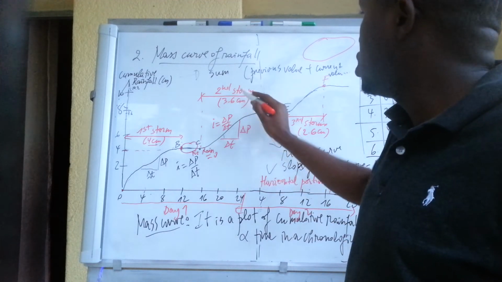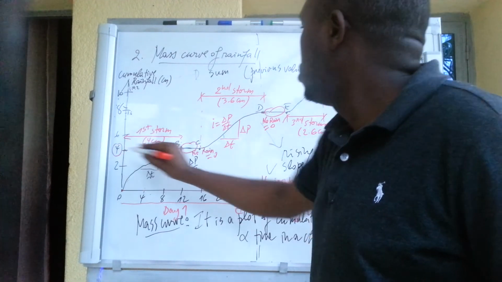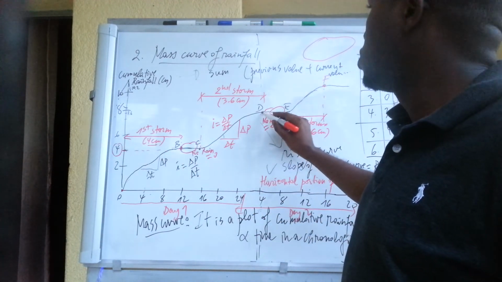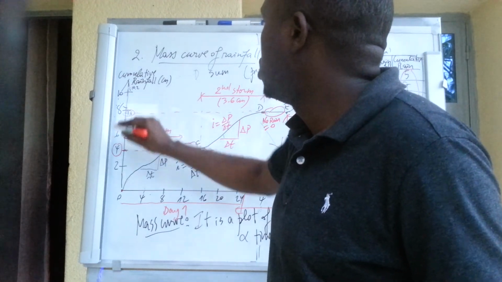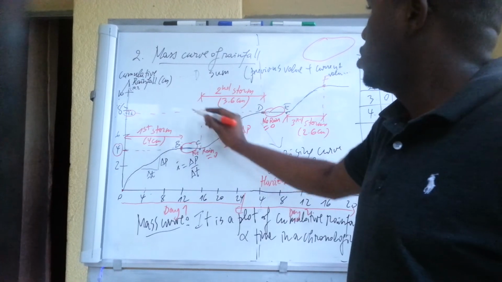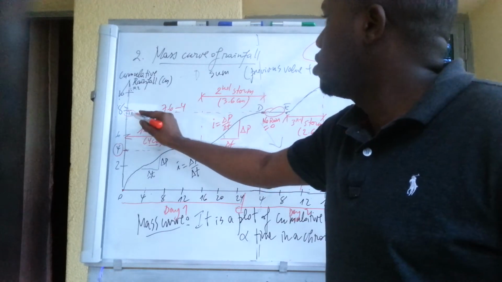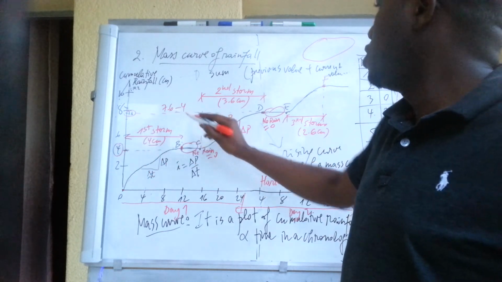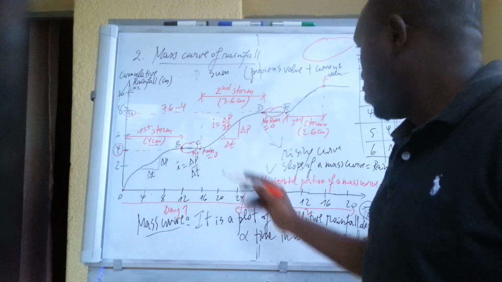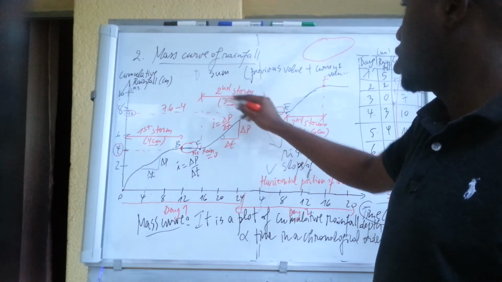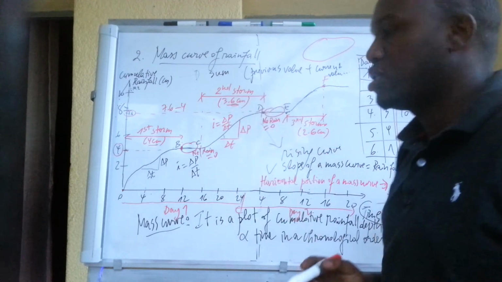And the second storm started from 4, from here up to somewhere here. If you continue this way, it was nearly here. So it's 7.6 minus 4. If you take 7.6 minus 4, you get 3.6. So the second storm was from here to here, which is equal to 3.6 centimeters.